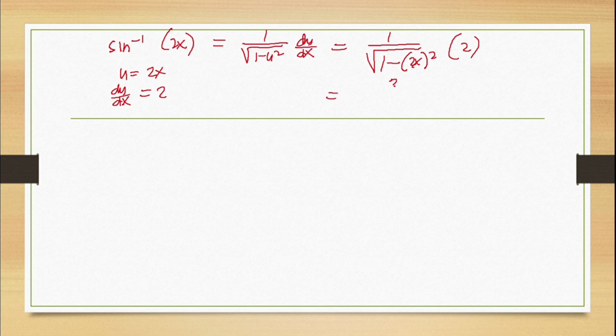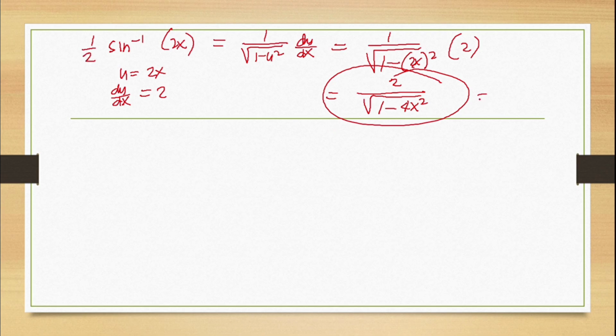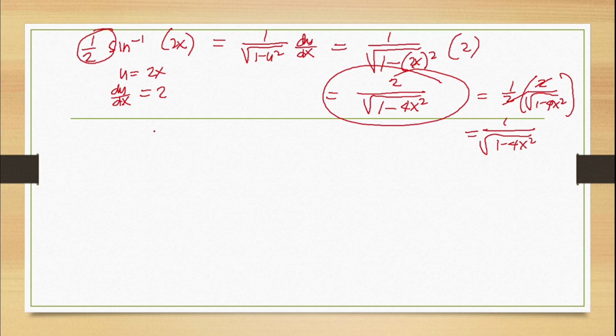So therefore, this is 2 over the square root of 1 minus 4x squared. So this is the derivative of this part. Since this is preceded by 1/2, this would become 1/2 times 2 over the square root of 1 minus 4x squared. So cancel this part, and this is 1 over the square root of 1 minus 4x squared. So take note, preceded by 1/2.